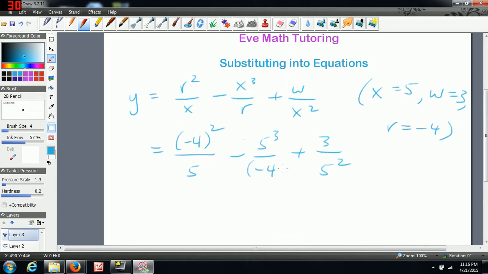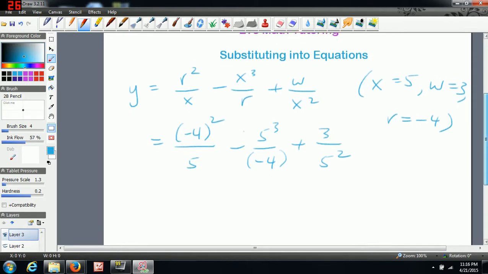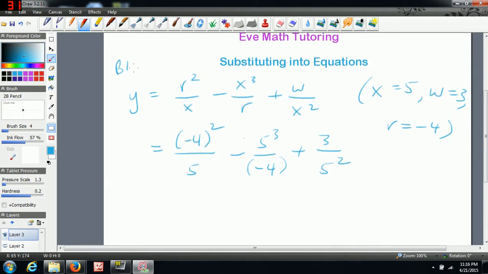I could have left this in brackets since it's a negative. Again, we're going to use BEDMAS, remembering that multiplication and division can be done in any order, and same thing with addition and subtraction. So at this point, the next step would probably be to do the exponents first. So this here would give 16 over 5 minus 125 over -4 plus 3 over 25. So I do the exponents next.